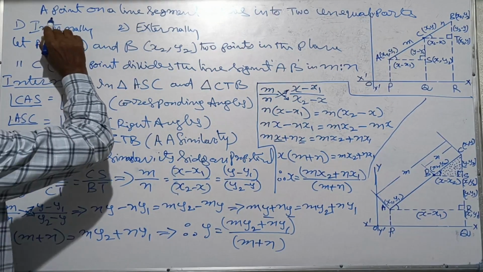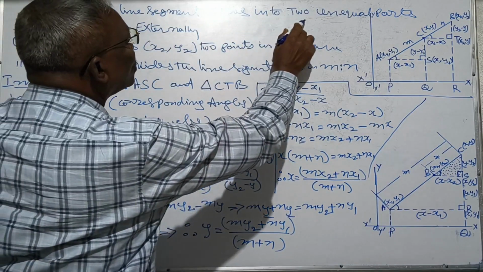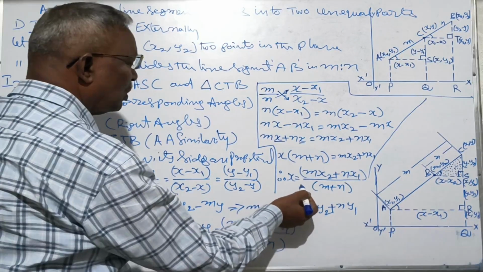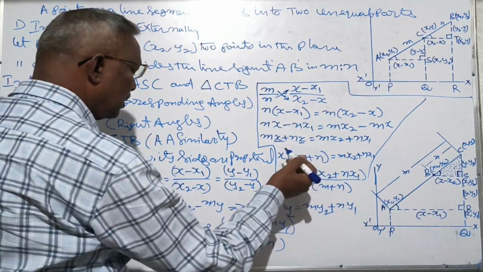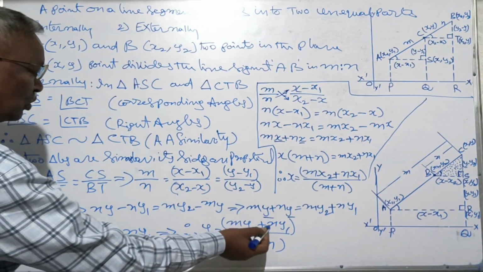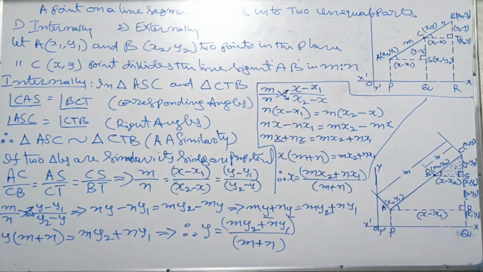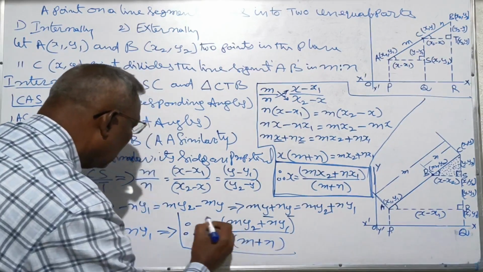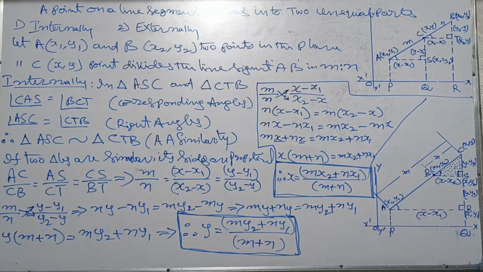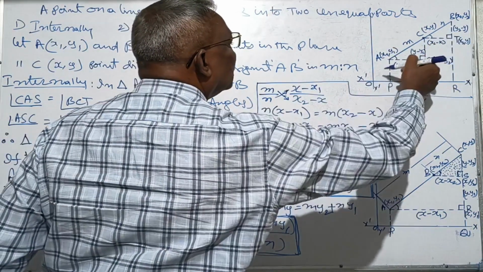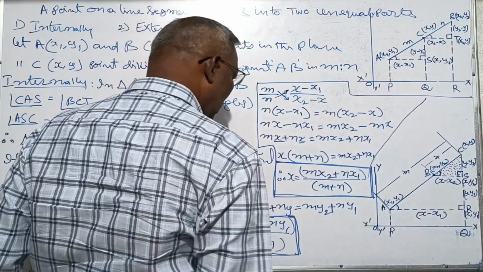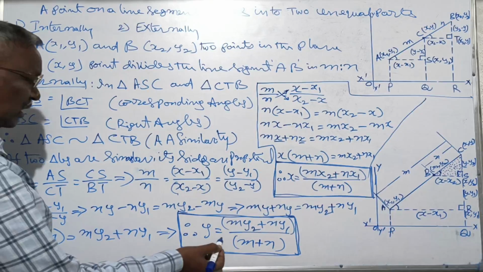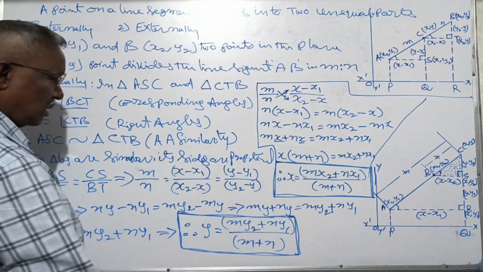So therefore, a point on a line segment that divides it into two unequal parts in the ratio M is to N internally has X ordinate equal to MX2 plus NX1 by M plus N, and Y ordinate equal to MY2 plus NY1 by M plus N. So this is one ordinate, and this is the other ordinate.